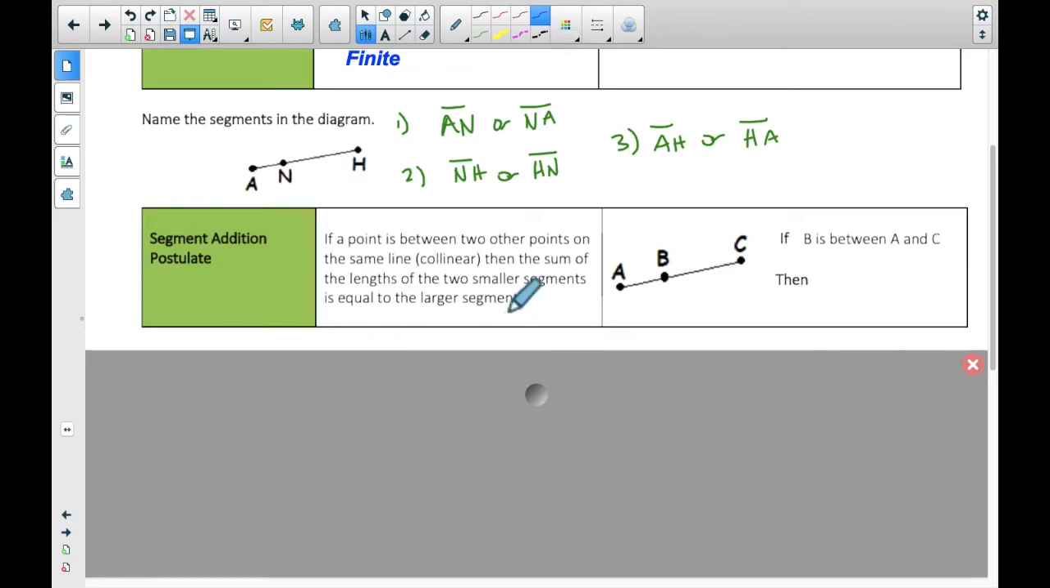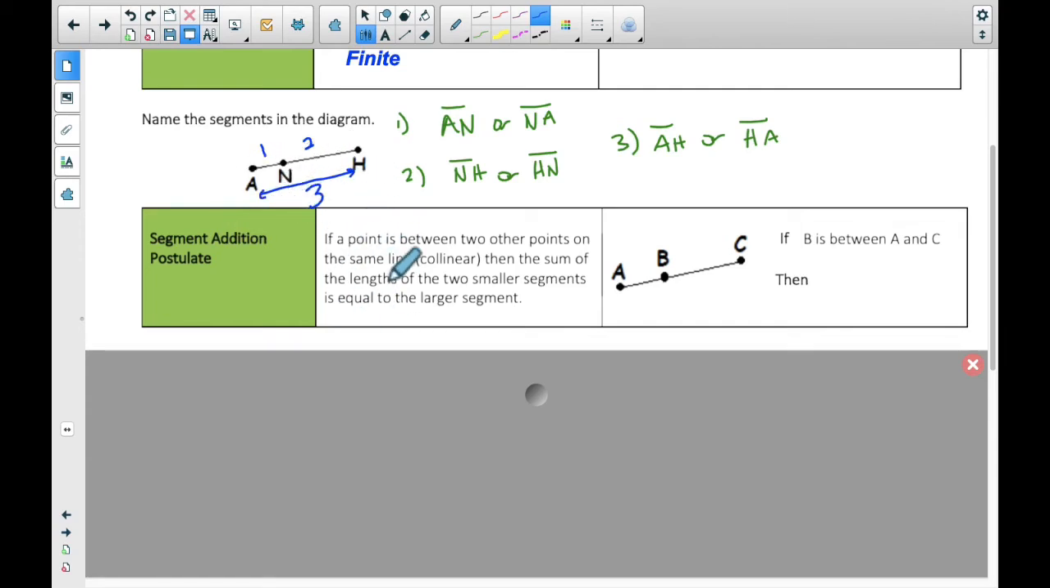Here you can read the postulate. If a point is between two other points on the same line, it's collinear, then the sum of the lengths of the two smaller segments is equal to the larger segment. I think this is going to be pretty obvious if I point something out to you. Let's go back to this one before. Let's say this segment had a length of 1, like 1 centimeter, and this one had a length of 2, like 2 centimeters. Well, then how long would AH be? Wouldn't that be 3?